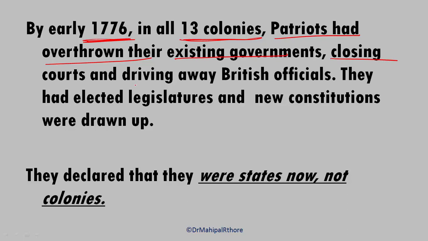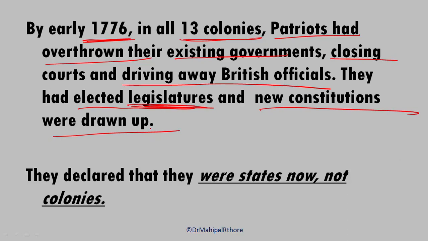So by early 1776, in all the 13 colonies, Patriots had overthrown their existing governments, and the courts were closed. They had driven away all the British officials. They had elected their own legislatures, which could form their own laws, and new constitutions were being drawn up. So this is by 1776. They also declared that now there were states and not colonies. Can you see? United States of America. That is what they became after the Revolutionary War.